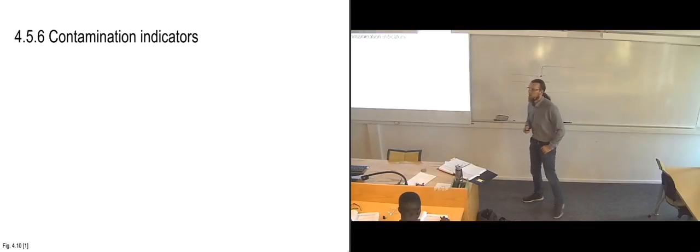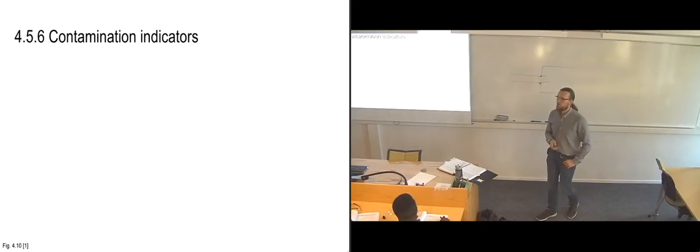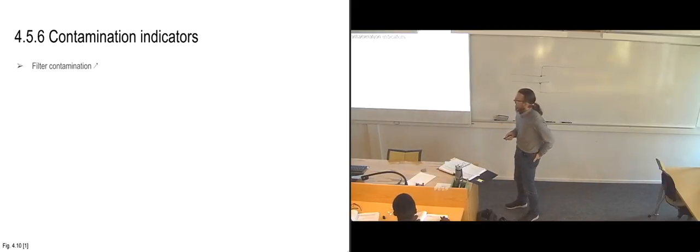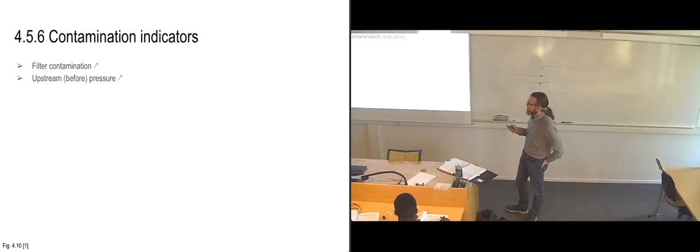Then we're going to look a bit at contamination indicators. I think we have time for it before the break. So if the contamination in the filter goes up, then the pressure upstream of the filter is also going to go up.